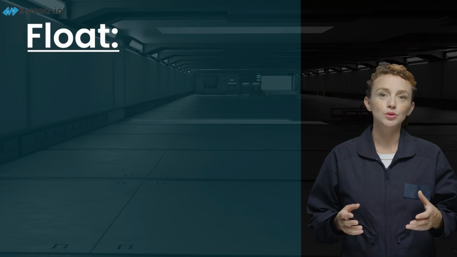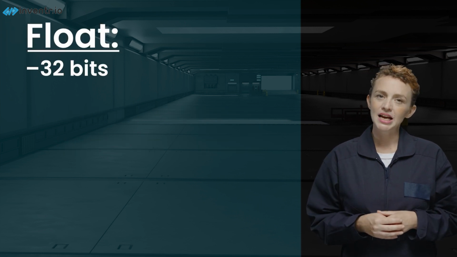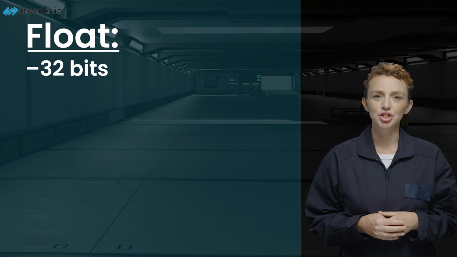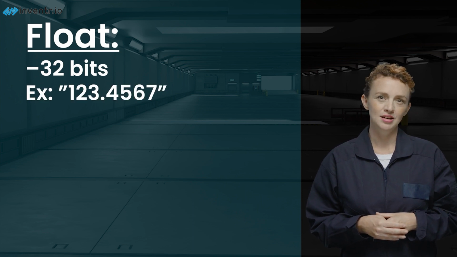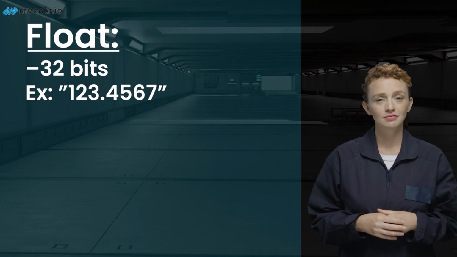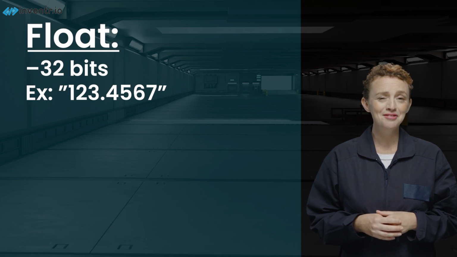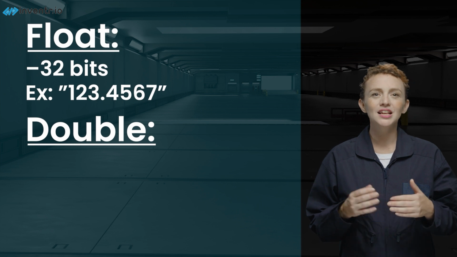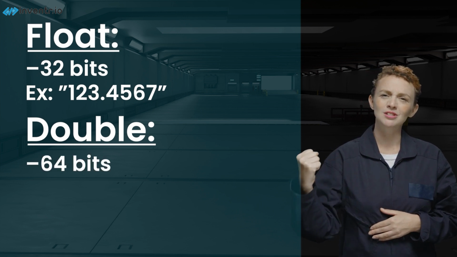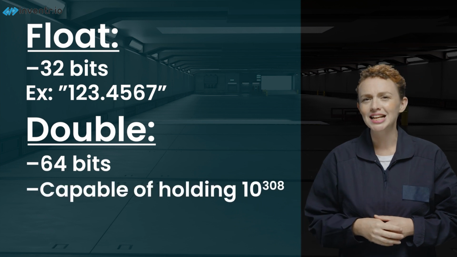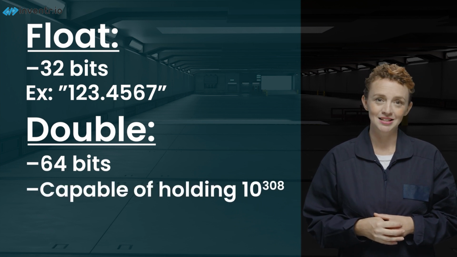Next up, meet float. This one likes to live a bit on the edge, handling decimal numbers with precision. Imagine 123.4567. It has a precision of 7. Not bad, huh? Then there's double. It's a float that hit the gym and got buff. It's 64 bits of power capable of holding values up to a mind-boggling 10 to the power of 308.